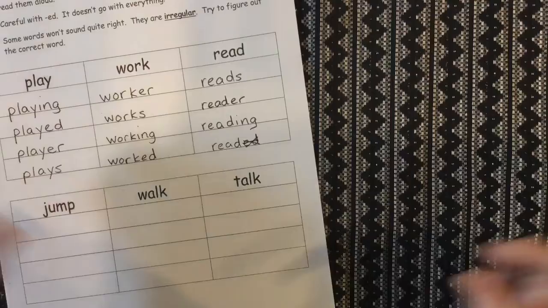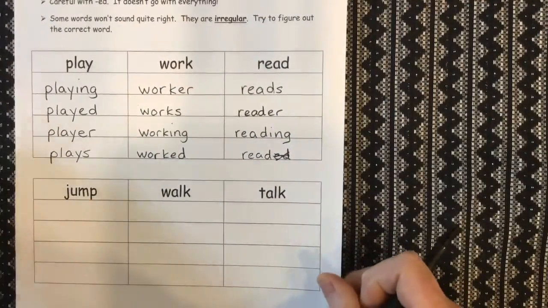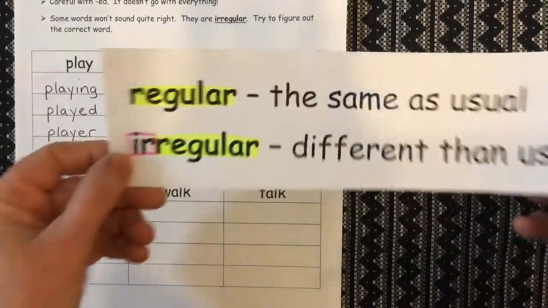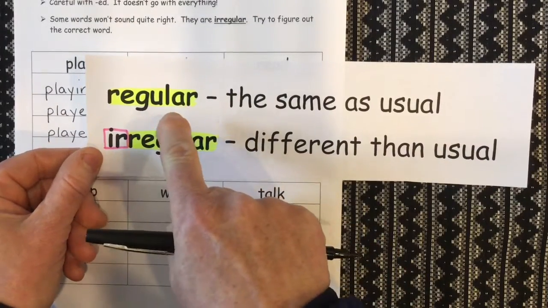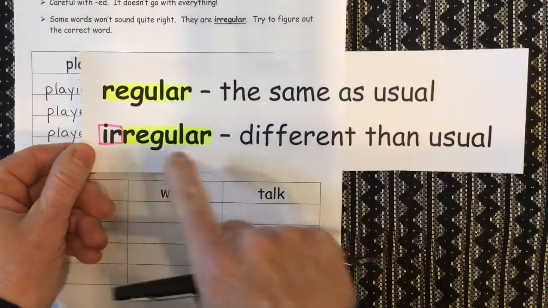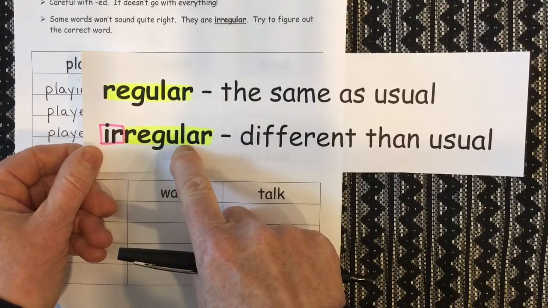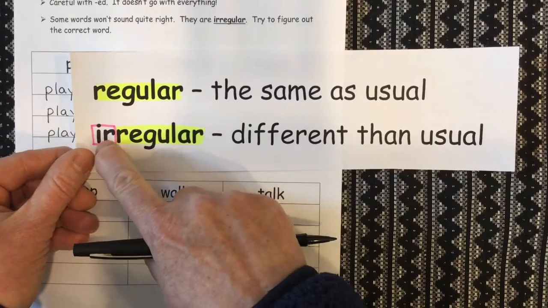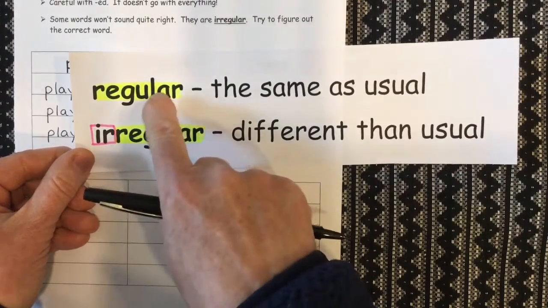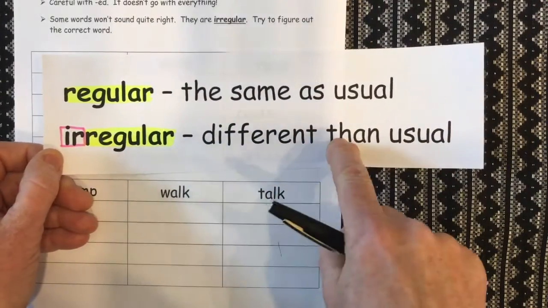Okay, and what that is about is that's called being irregular. Let's think about this for a minute. When we say something is regular, it's the same as usual. When we say it's irregular, it means it's different than usual. Just by adding ir, we make it not. Okay, regular, irregular. So different than usual.